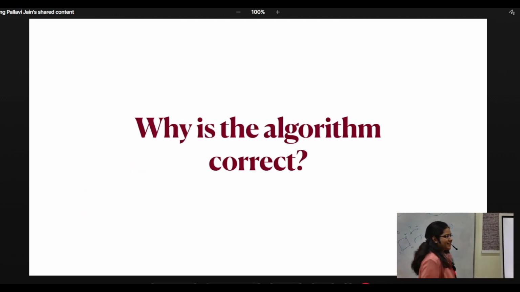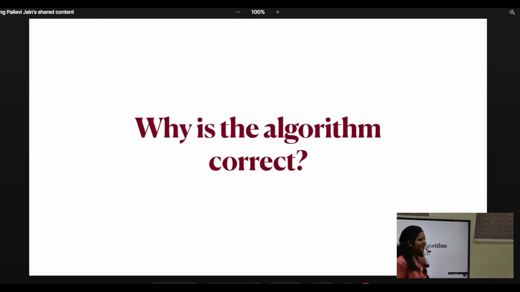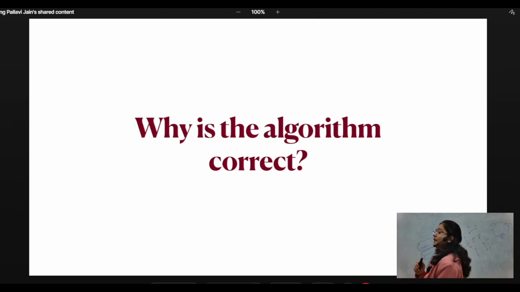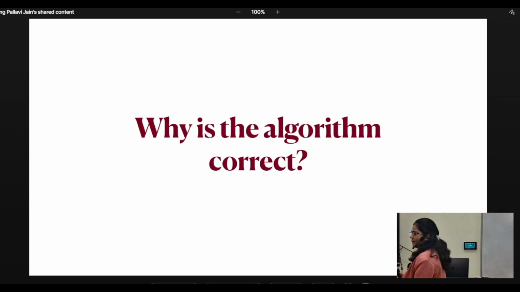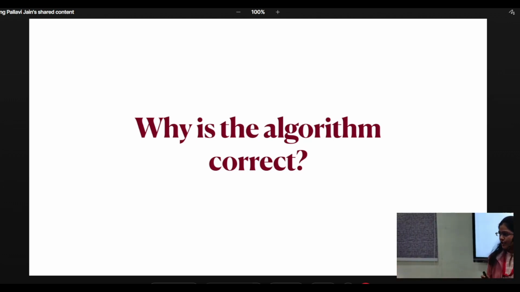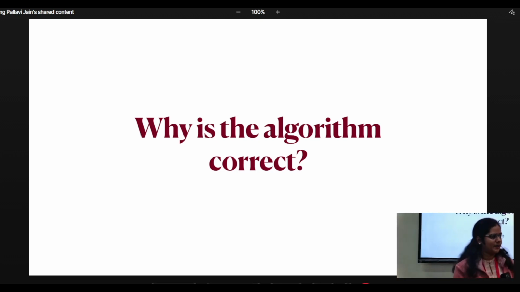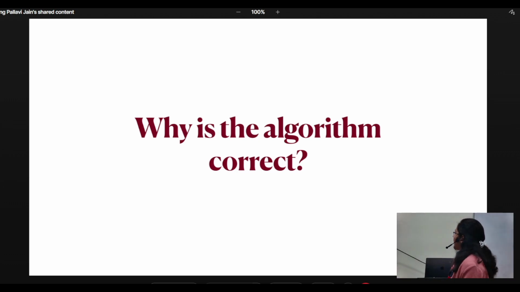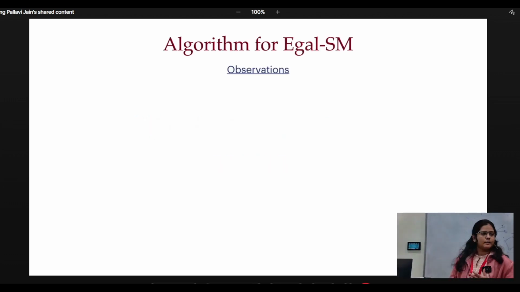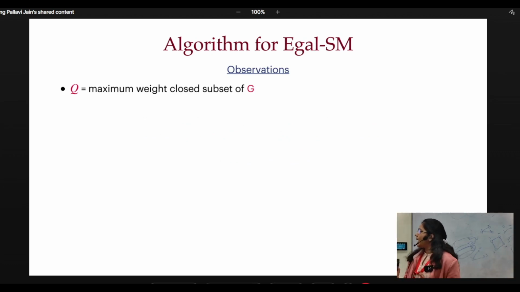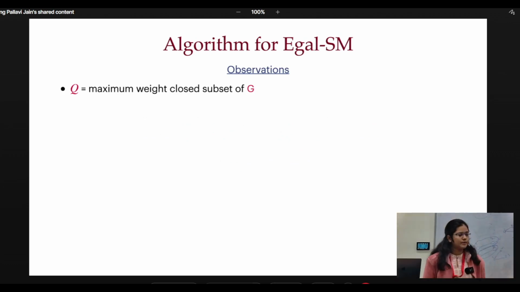Why is the algorithm correct? These are just the steps which I told you. So we now need to prove that the minimum cut that you find in G prime is equal to the maximum weight closed set of rotations in the original graph G. Agree? All of you? Let us make some observations. So let us say Q is your maximum weight closed subset of G.